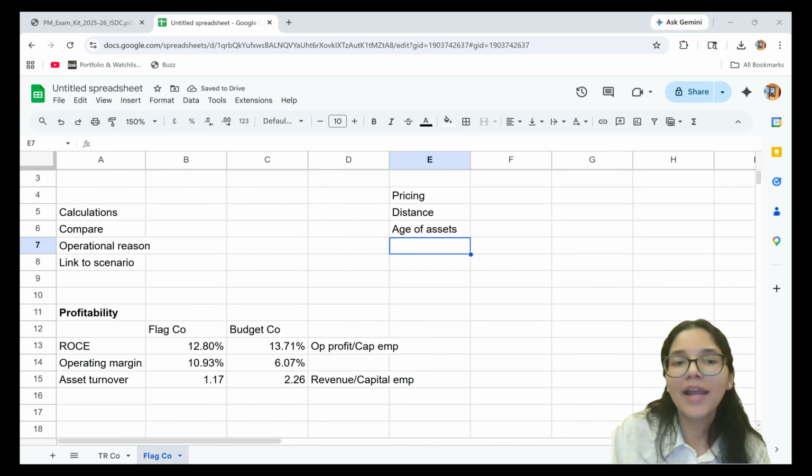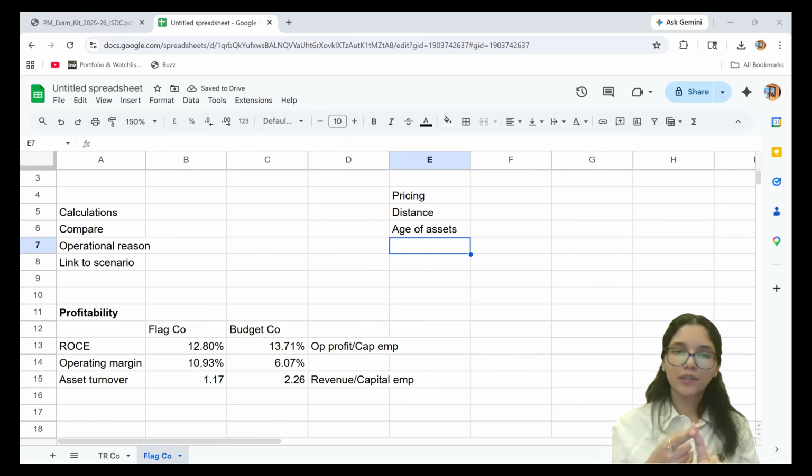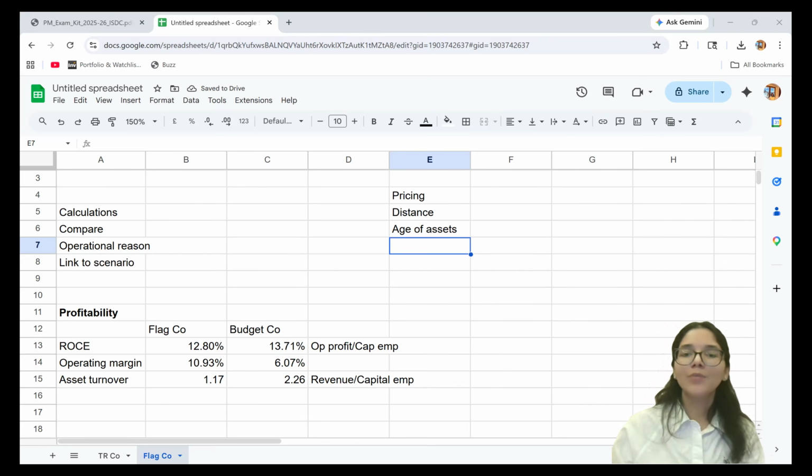So what we are going to write over here, firstly, we will draw the comparison that budget company has a better return on capital. That means they are making better returns for their investors. The main reason is because they are able to generate sales. And what is the reason for their sales? They have shorter flight times than flag company. So they can make more journeys and then they have to spend lesser time parked at the airports.